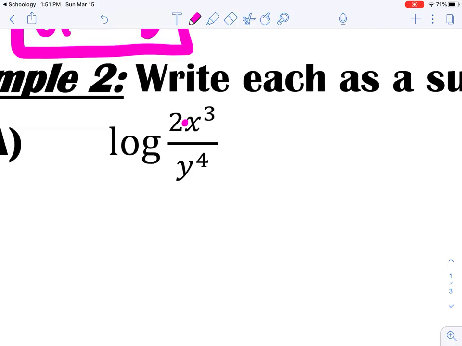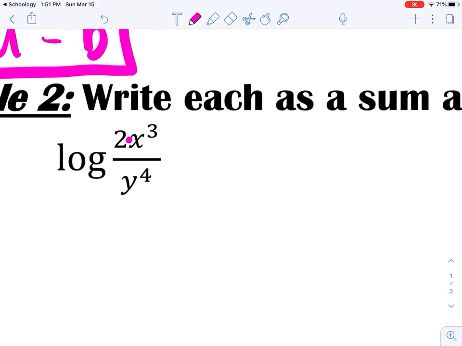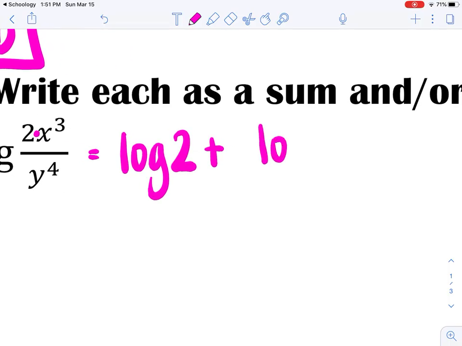So any term that's in your numerator, or any number, any variable that's in your numerator, that's going to become its own logarithm, and they'll be separated by addition. Anything that's in the denominator will be subtracted from your logarithm. So this first one right here, I'm going to start with the numerator. So I have common log of 2 plus common log of x cubed.